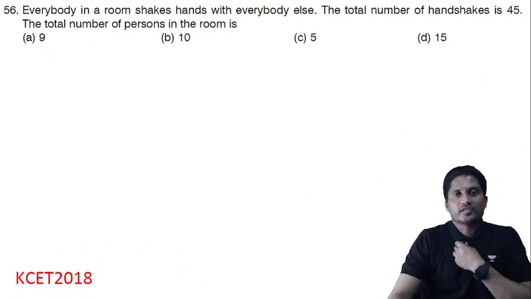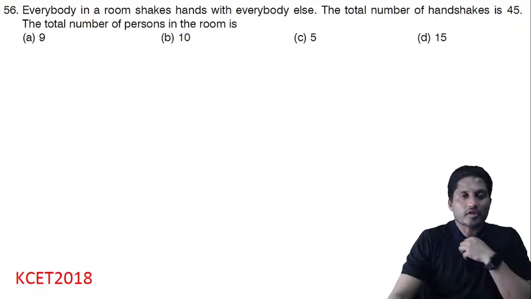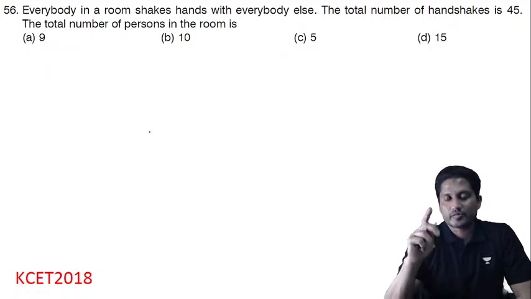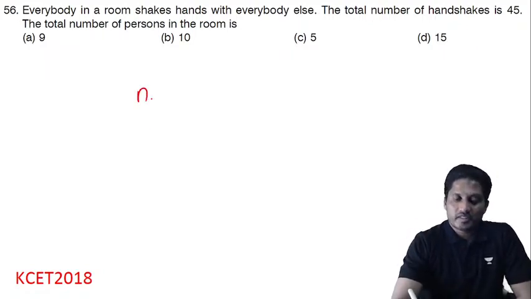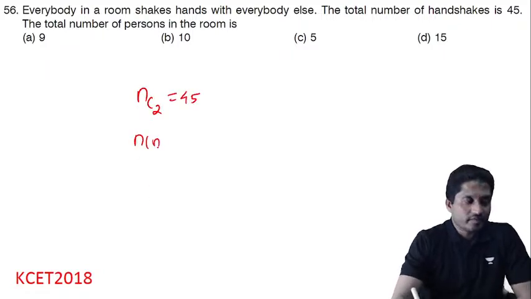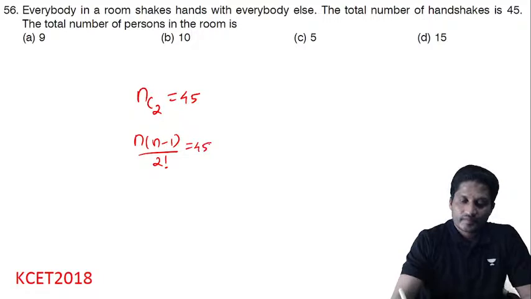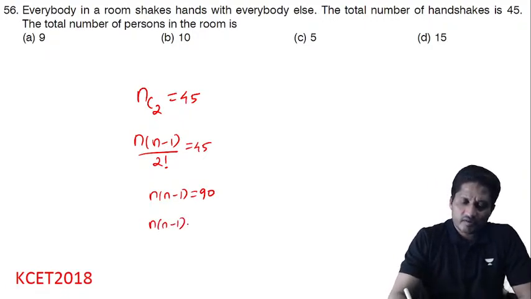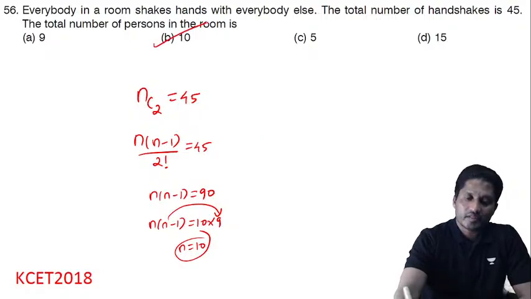Everybody in the room shakes hands with everybody else. The total number of handshakes is 45. Find the number of people in the room. Assume the number of people in the room is n. Handshake is possible only between two people. So nC2 is equal to the number of handshakes, 45. So n into n minus 1 divided by 2 factorial is equal to 45. You get n into n minus 1 is equal to 90. Or you can write n into n minus 1 is equal to 10 into 9, 10 into 9 is 90. If you equate, n will be equal to 10. Number of people in the room will be equal to 10 only.